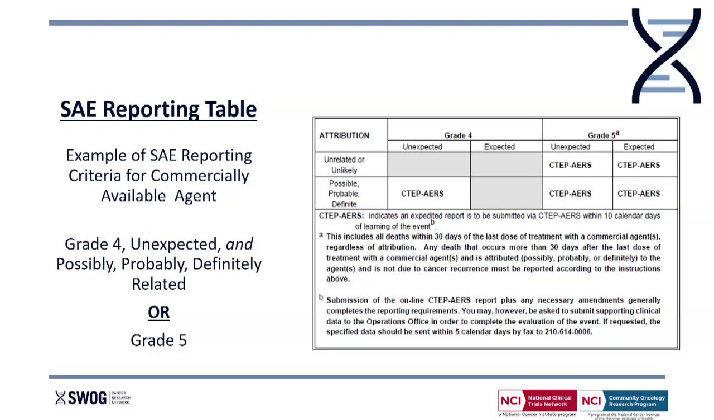This is an example of an SAE reporting table for commercially available agents, drugs that are already approved by the FDA for this indication. We're not as concerned with SAEs for these agents, so the requirements are a little more loose. You'll notice that you only even have to think about reporting SAEs if they're grade 4, grade 5. And for grade 4s, they need to be unexpected, which means not listed in the list of known side effects, at least possibly, probably, or definitely related. And all grade 5 events would require SAE reporting.